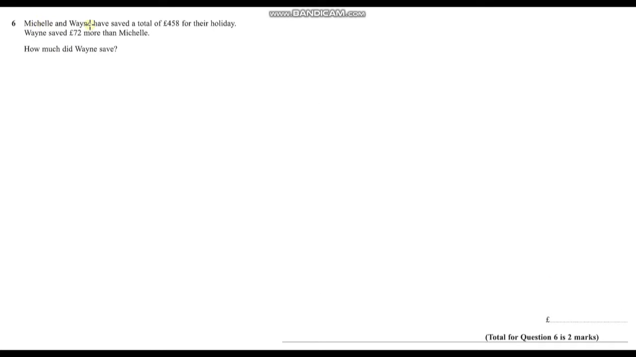Question 6. Michelle and Wayne have saved a total of £458 for their holiday. Wayne saved £72 more than Michelle. How much did Wayne save? Now the first thing I'm going to do is just write a key for Michelle and Wayne. So instead of writing Michelle all the time, I'm just going to use the letter M. And instead of using Wayne all the time, I'm just going to use the letter W just to make things a bit easier.